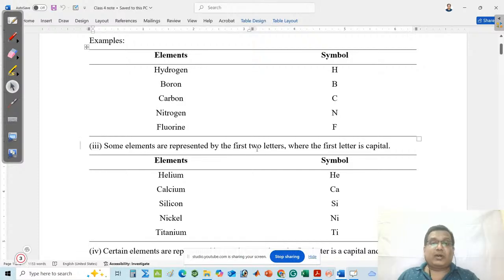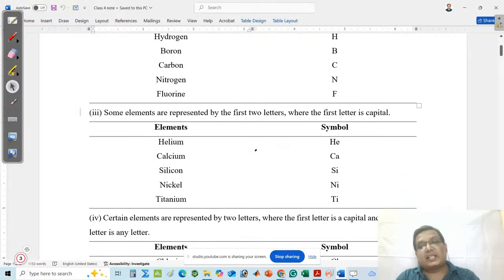In some cases, two letters are used, and the two letters are the first two letters. Among the two letters, the first letter must be capital. For example, if you think about helium, the spelling is HELIUM, but here the first letter is H and the second letter is E.